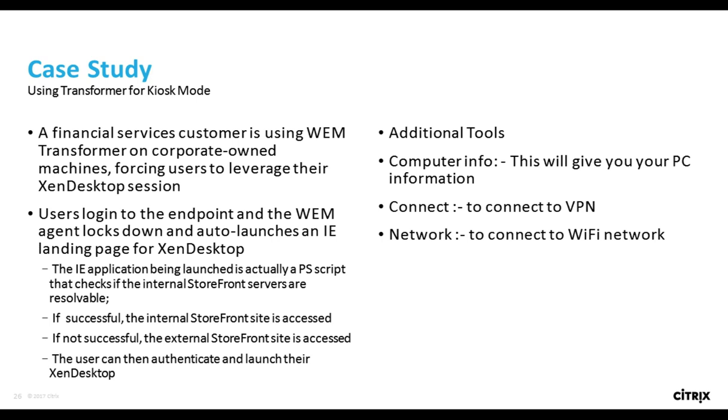So, a little bit about the case study. We're working with a customer recently. It's a financial services customer that's utilizing Transformer to deploy on their corporate-owned desktop machines. It basically forces the users to leverage their XenDesktop session, even though the user has a regular thick OS, a repurposed PC that has been locked down. However, the challenge has always been how do you get the user to point directly at the website that you want them to, in a way where we're not generating a lot of scripts or custom writing a bunch of items. We have this product that allows you to do that automatically.